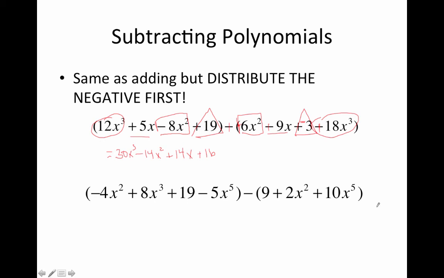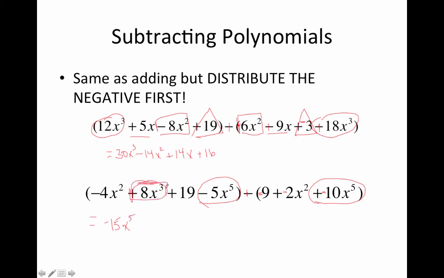So again, you have negative 4x squared plus 8x cubed plus 19 minus 5x to the fifth. And then we're going to subtract from that 9 plus 2x squared plus 10x to the fifth. So why don't we distribute that negative sign into all the terms, and then we'll combine. So I've got negative 5x to the fifth and negative 10x to the fifth will get me negative 15x to the fifth. Okay, I just have the 8x cubed.